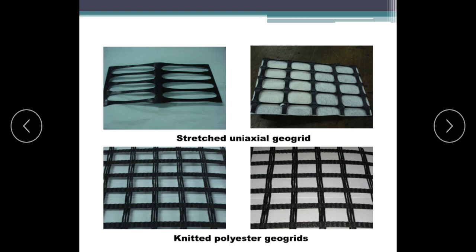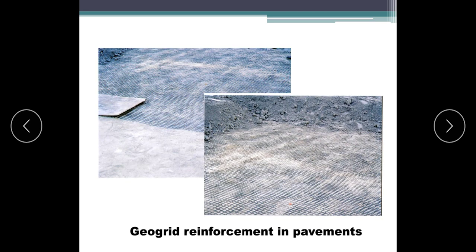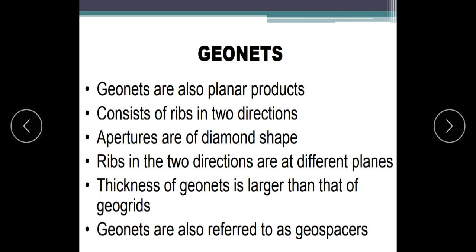So stretched uniaxial geogrids have been shown above, and these are knitted polyester geogrids. This is an application of the geogrid in the construction of the landfill at Visakhapatnam to store the waste at Hindustan Zinc Limited, Visakhapatnam, as a reinforcement material. Geogrid reinforcement in pavement also: we are using geogrids as a reinforcement material.